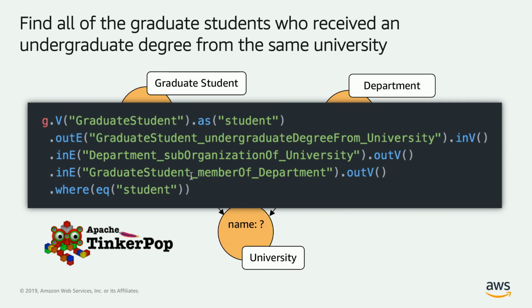So, imperative traversal: we start off, find me all the graduate students. We store it off as student in a temporary variable we're going to refer to later. And then we start traversing the relationship. So find me this outgoing edge where the graduate student received their undergraduate degree. And then find the vertex there, and then find the incoming edge for where the departments are suborganizations of the university. And then go back to the graduate students that are members of those departments, and then effectively take the intersection of that set with the where clause, referring back to the student. And that's effectively how you would evaluate that question in Gremlin.